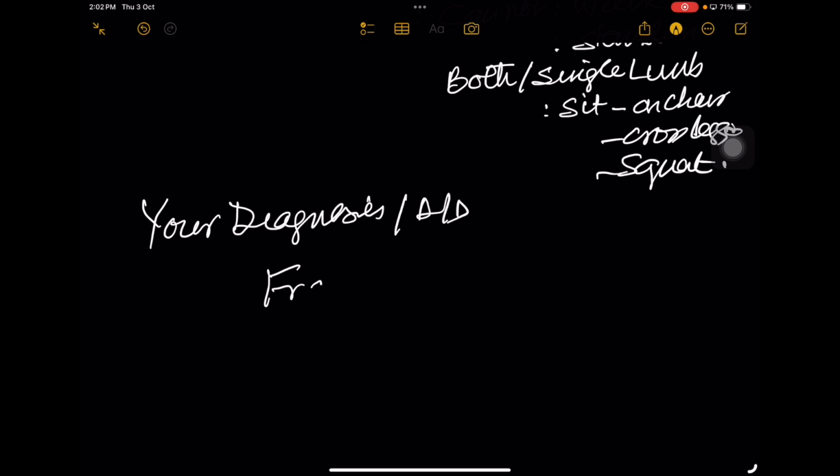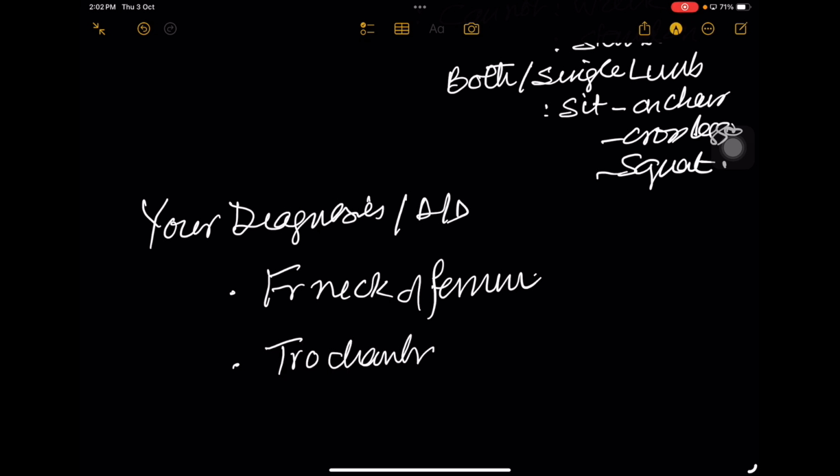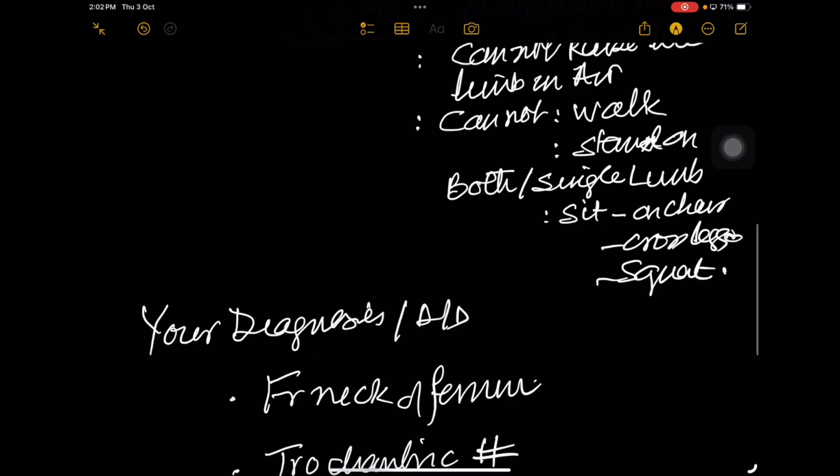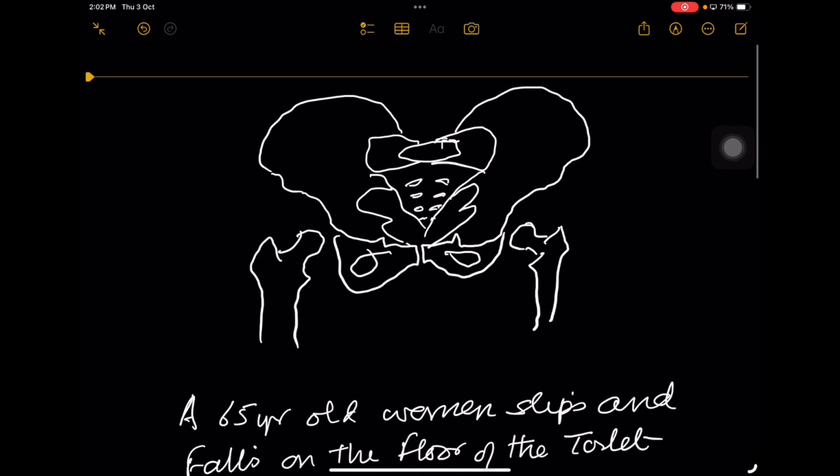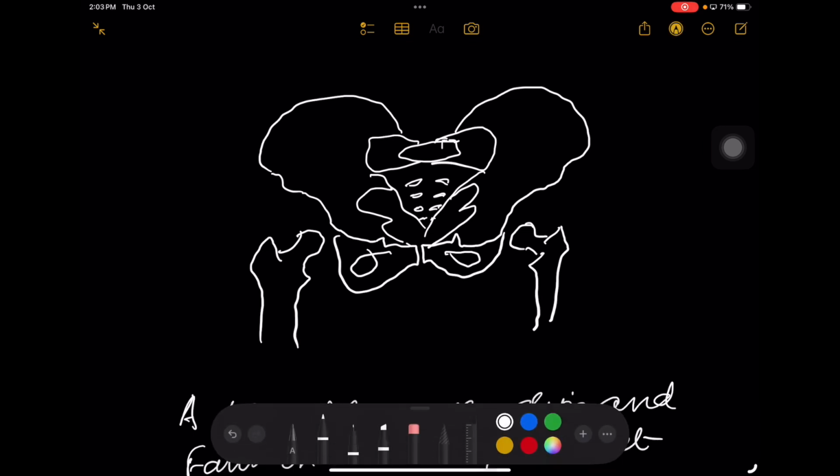So one is fracture neck of femur. Any differential diagnosis? Any other diagnosis? Any other possibility? Trochanteric fracture. All right. So you can have a fracture of the neck of femur or the fracture of the trochanteric region.